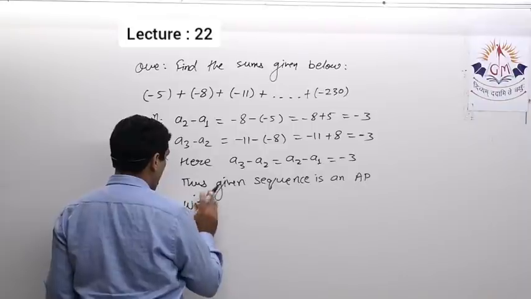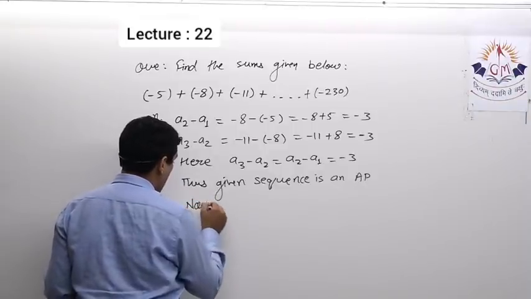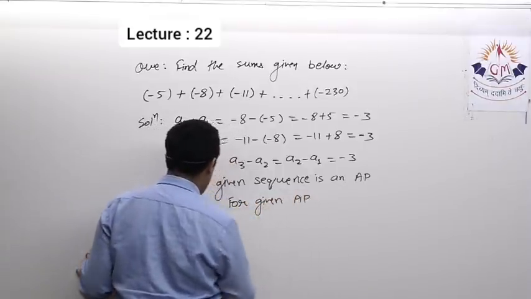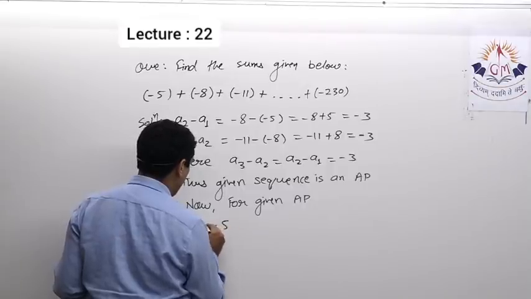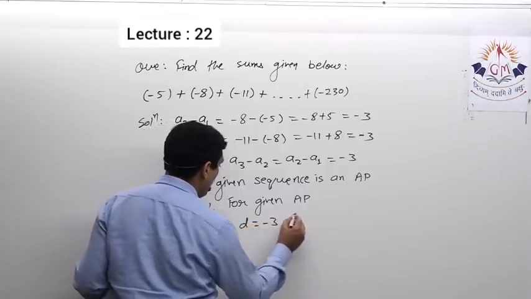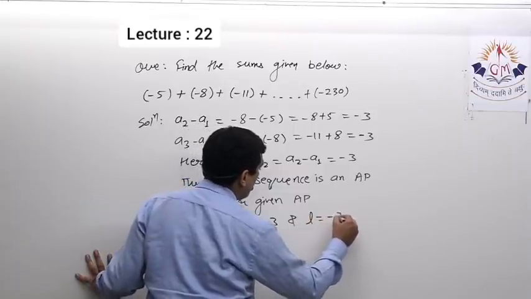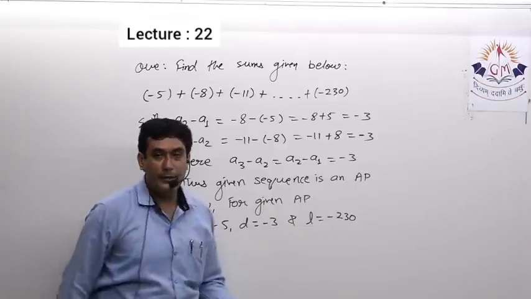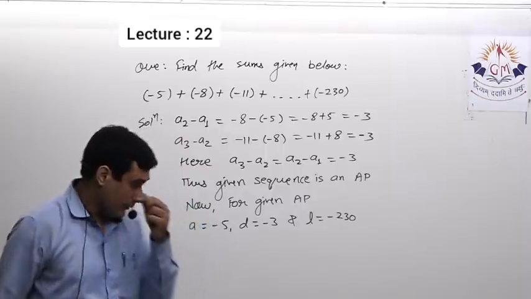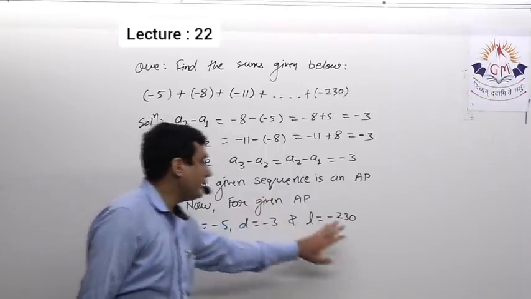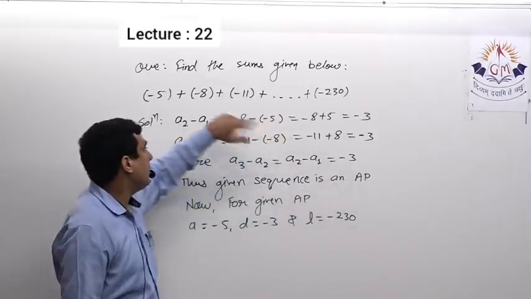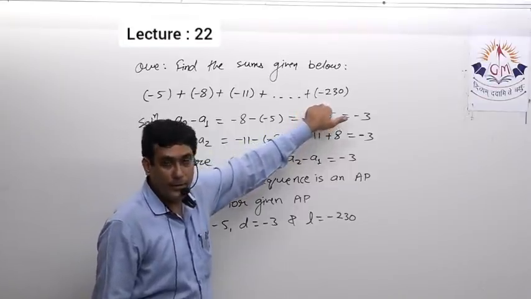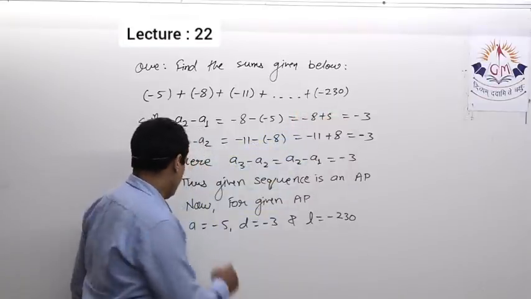With, or we can say now for the given AP, A is equal to minus 5, D is equal to minus 3 and L is equal to minus 230. Now we will find the sum. To obtain the sum we definitely need the number of terms, which is not given over here, but it is given that the last term is minus 230. So as we have the first term and the last term, it is possible to find how many terms are there in the AP.